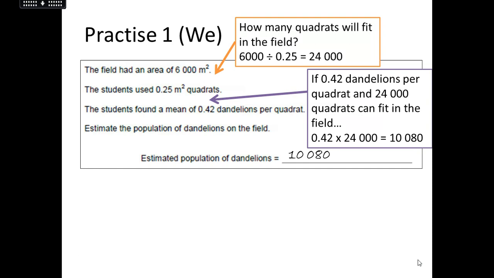You can see quite clearly where those 2 marks come from, the orange box and the purple box. You get one for calculating how many quadrats fit in the field, and then one for actually calculating the final number. If that was a decimal, that's when you would then round after that purple number. So if you've got 10,080.6, you'd then round it to 10,081.